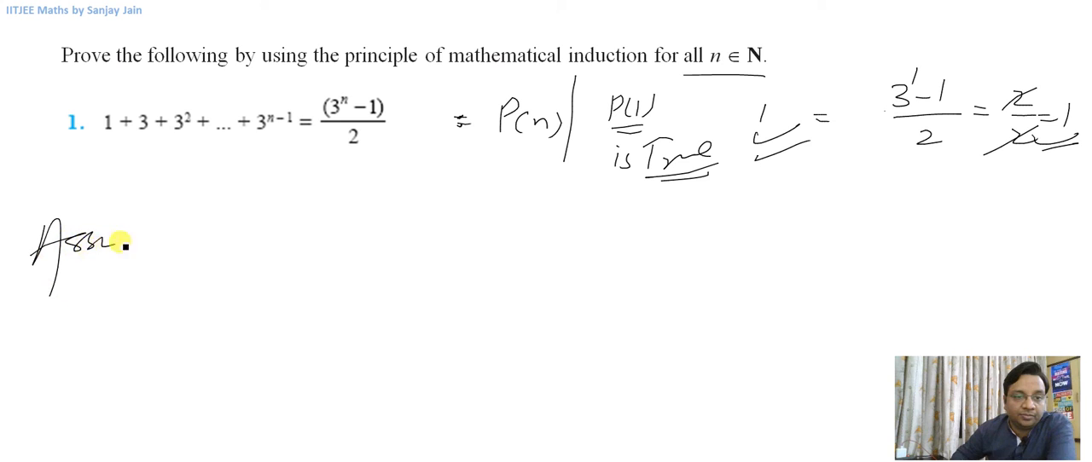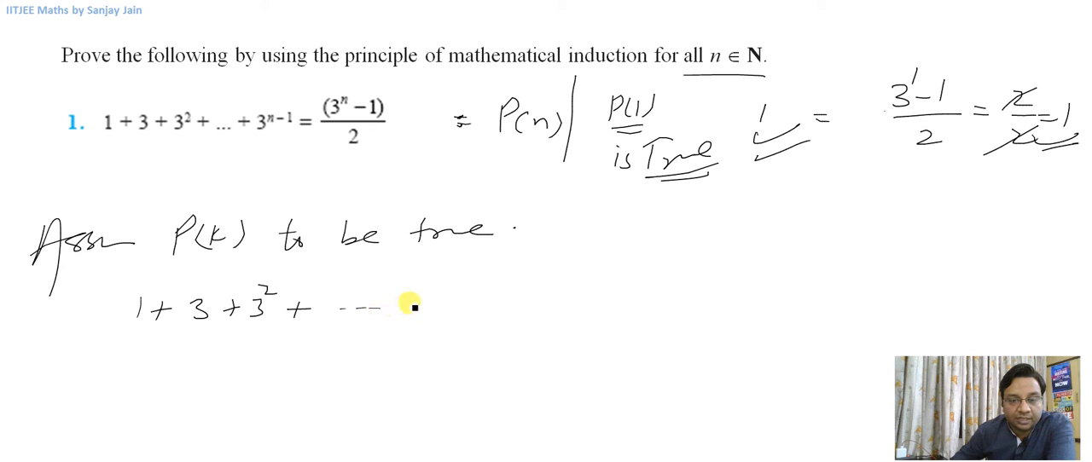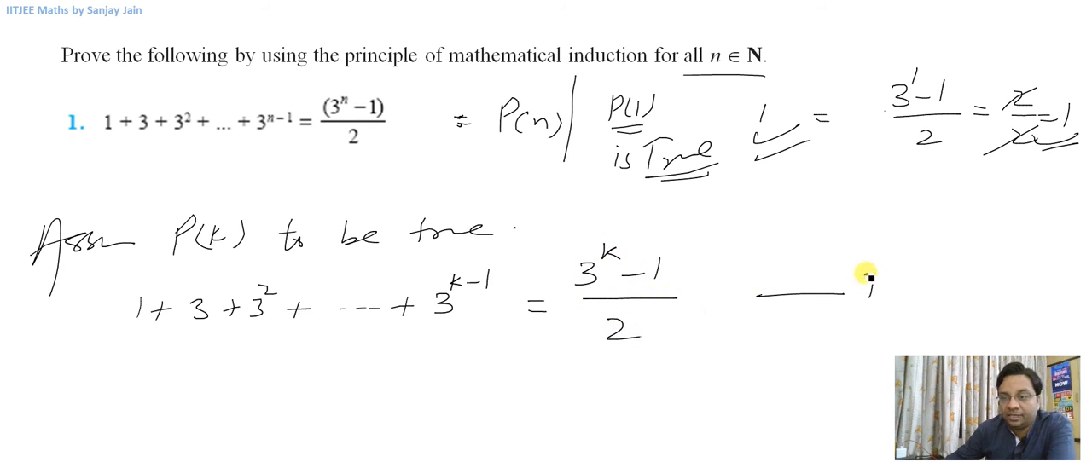Assume P(k) to be true. So I can say 1 plus 3 squared plus, I am going up to 3 raised to power k minus 1, and it is equal to (3 raised to power k minus 1) divided by 2, and this is my equation number 1. I have assumed P(k) to be true. Now I will show that P(k+1) is also true using this.